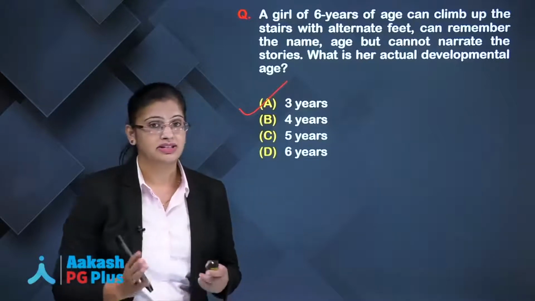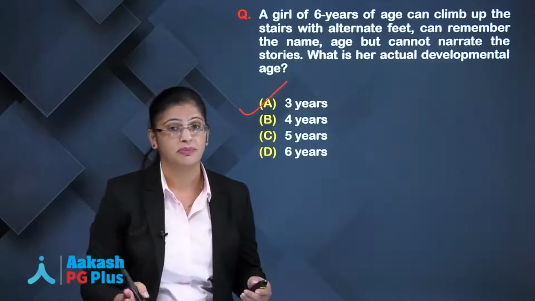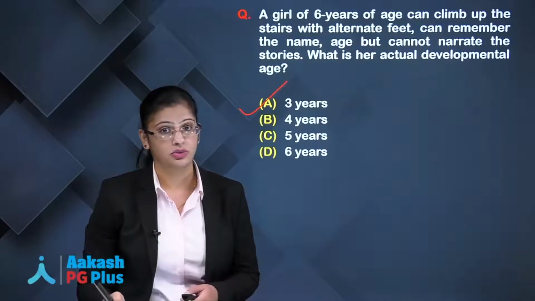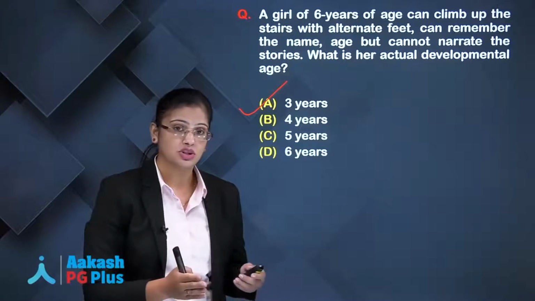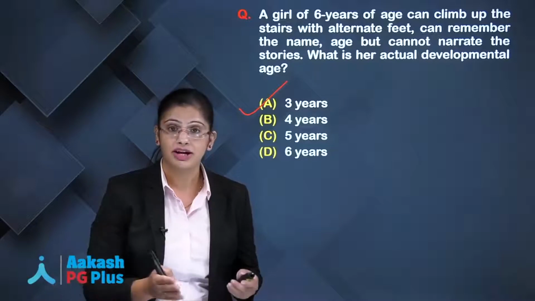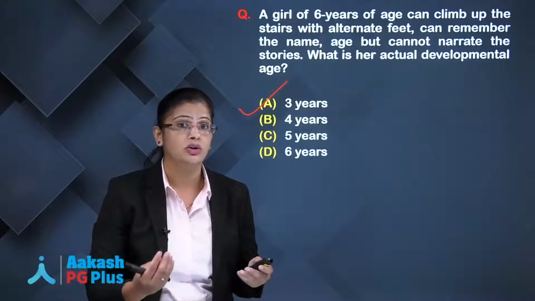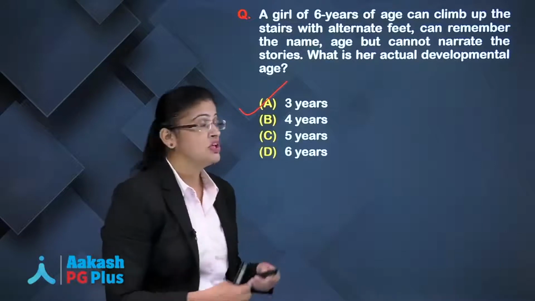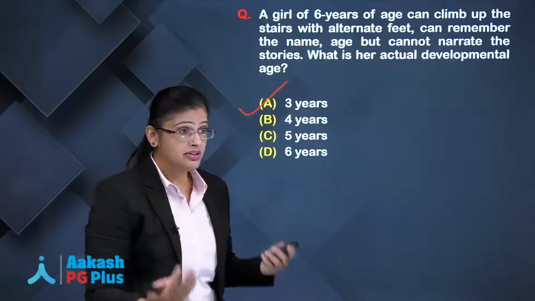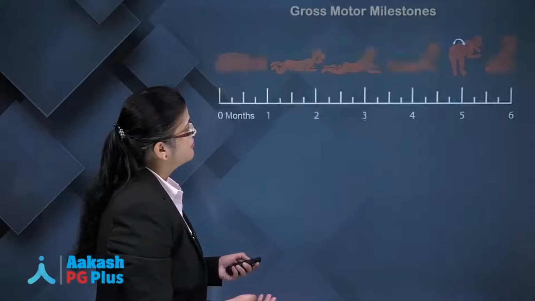I'm sure by this time you know that milestones are assessed in 4 domains. They are gross motor, fine motor, social and language. The gross motor milestones help the child to attain locomotion, while the fine motor milestones are the skills that the child will acquire by the use of his hands. So now let's see how we can remember these different milestones.